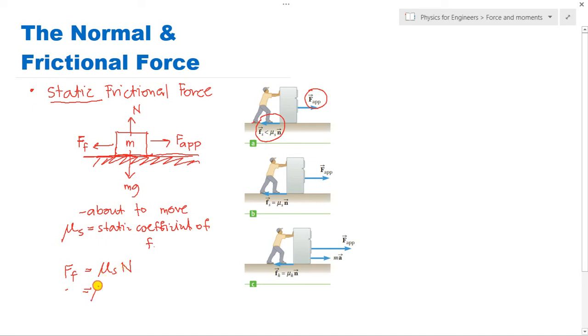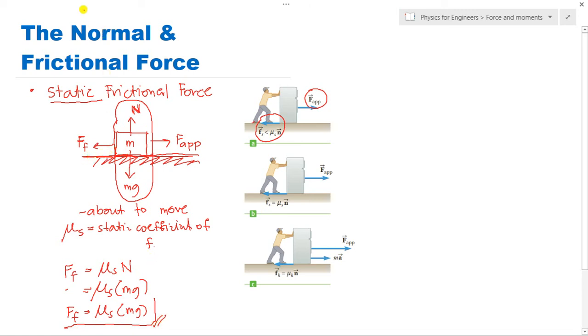But the question, class, is what is our normal force? Remember, if we sum up the forces in the vertical direction, we get the value of the normal force, which is equal to our weight, mass times gravity. So therefore, this is now our formula for static friction on a horizontal direction.